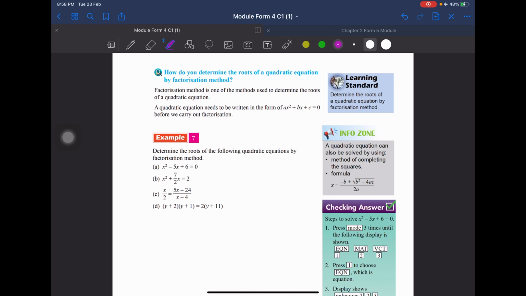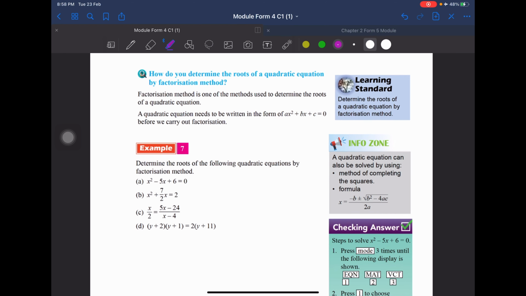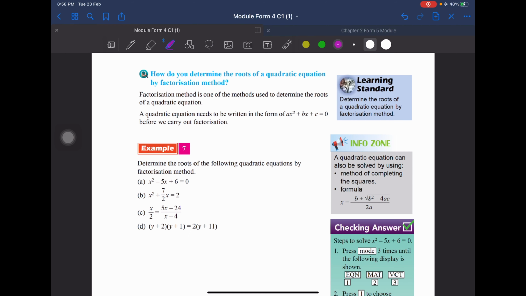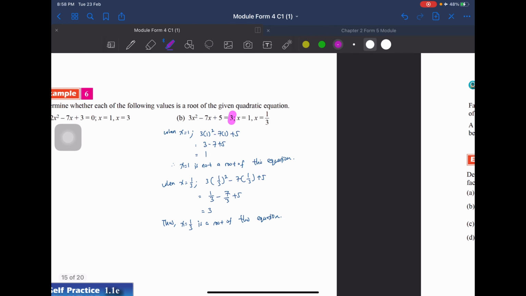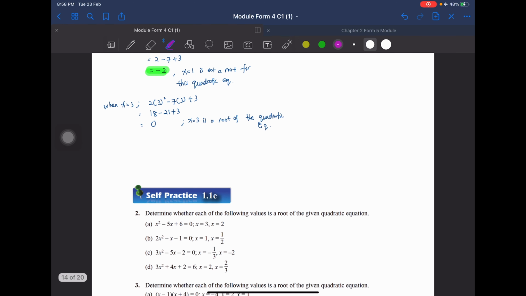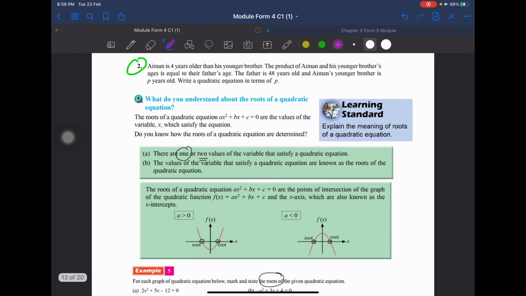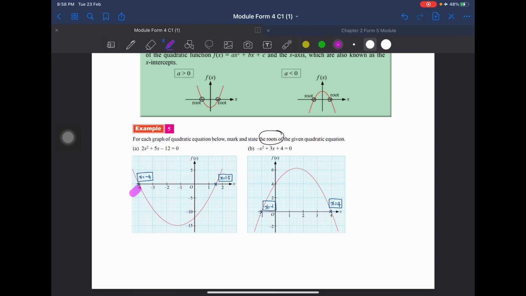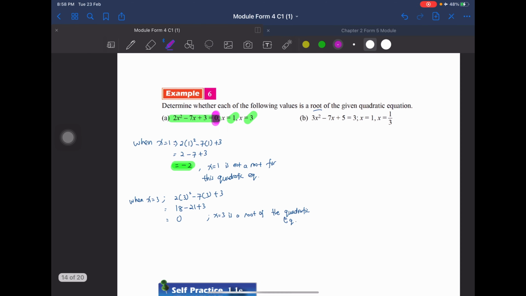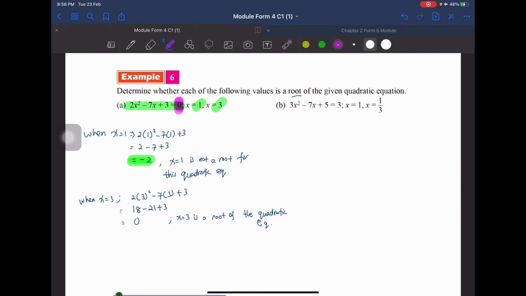Okay, so let's continue with the next learning standard. The next one is determine the roots of quadratic equation by factorization method. From the previous learning standard, you determined the roots by looking at the graph: if it is the intersecting point, it is the root of the equation. And if you substitute in the equation and you get the same value as stated in the quadratic equation, it is the root of that quadratic equation.